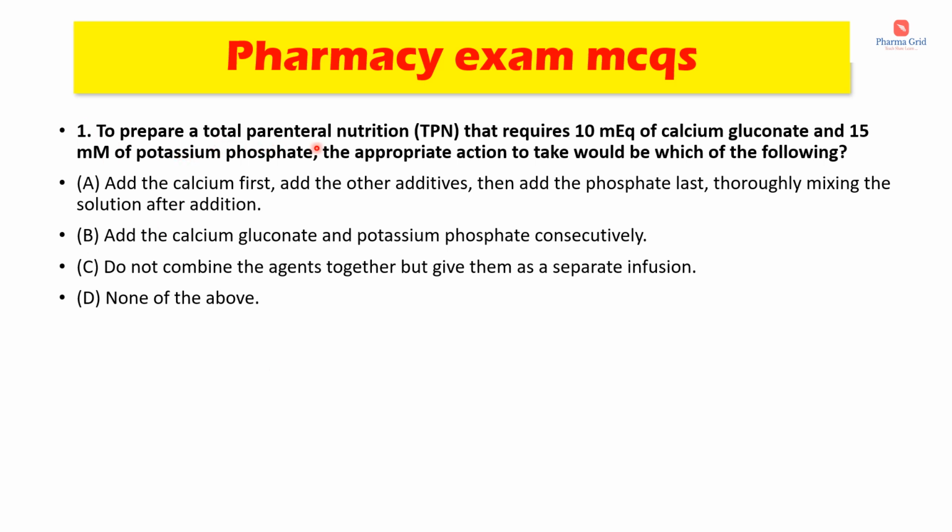To prepare a total parenteral nutrition, that is TPN, that requires 10 milliequivalents of calcium gluconate and 15 millimoles of potassium phosphate, the appropriate action to take would be which of the following? Options are: add the calcium first, add the other additives, then add the phosphate last, thoroughly mixing the solution after addition. Next option is add the calcium gluconate and potassium phosphate consecutively.